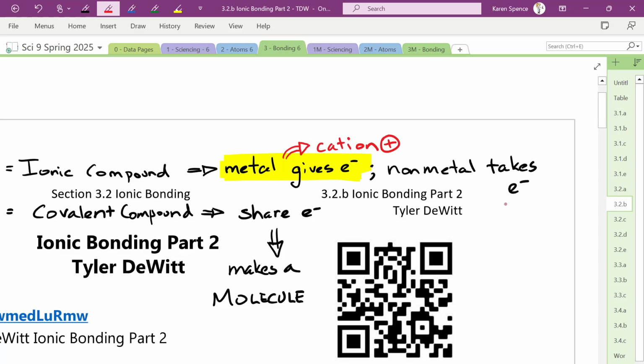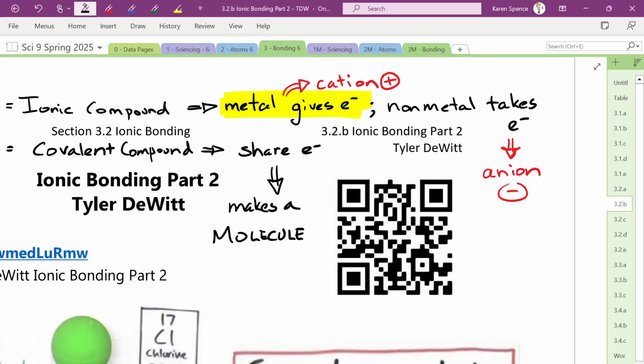And the nonmetal takes electrons. What does that give us? That gives us an anion, which is negative. And when we put a cation and an anion together, what does that form? That's a different type of particle. That one's tricky. It is a compound. This is an ionic compound.